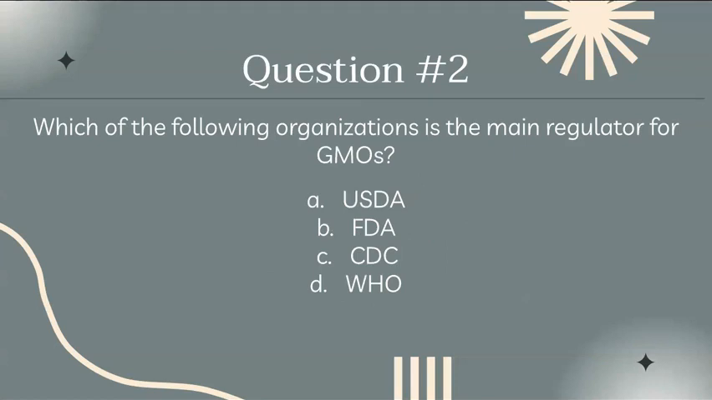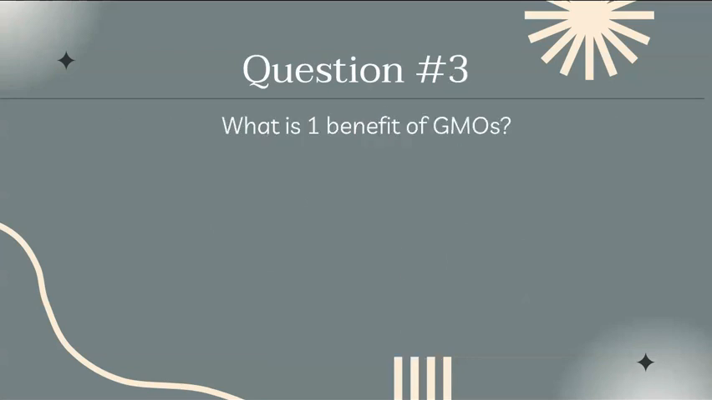Question number 2, which of the following organizations is the main regulator for GMOs? USDA, FDA, CDC, or WHO? The correct answer is FDA. USDA is the main regulator for labels in organic food.